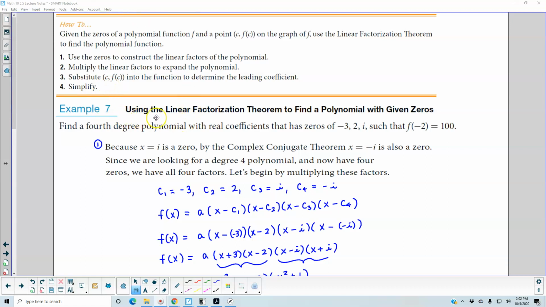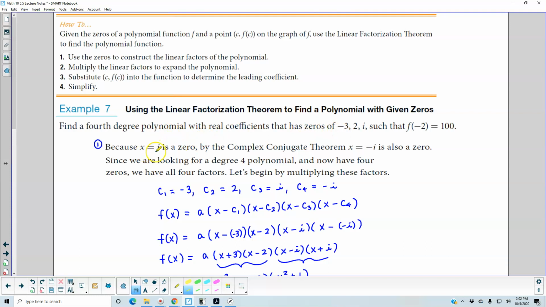For example 7, we're using the linear factorization theorem to find a polynomial with given zeros. We want to find a fourth degree polynomial with real coefficients that has zeros of -3, 2, and i, such that f of -2 is equal to 100.